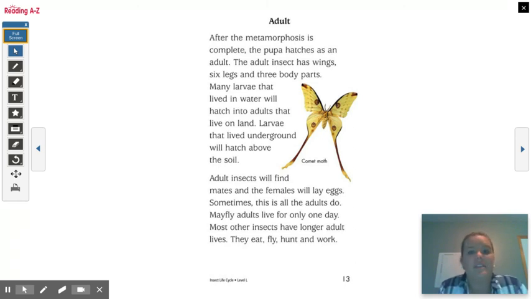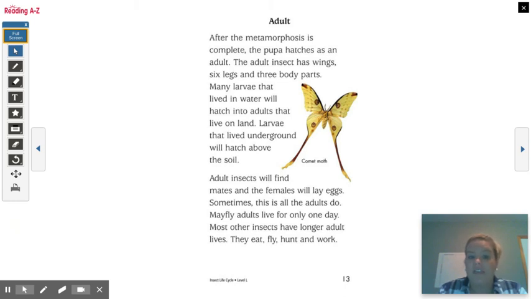After the metamorphosis is complete, the pupa hatches as an adult. The adult insect has wings, 6 legs, and 3 body parts. Many larvae that lived in water will hatch into adults that live on land. Larvae that lived underground will hatch above the soil. Adult insects will find mates, and the females will lay eggs. Sometimes this is all the adults do.